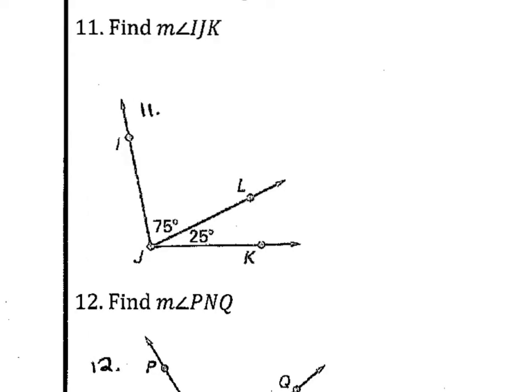Okay, here in the next one, we need to find IJK. So that's the whole thing across. What do you have to do to find the whole measurement of the angle?